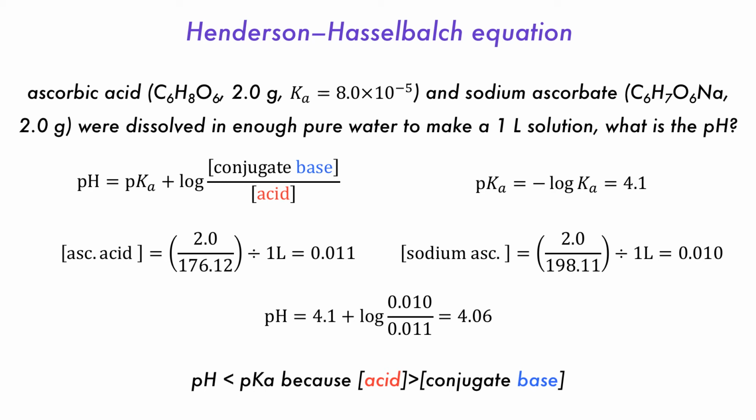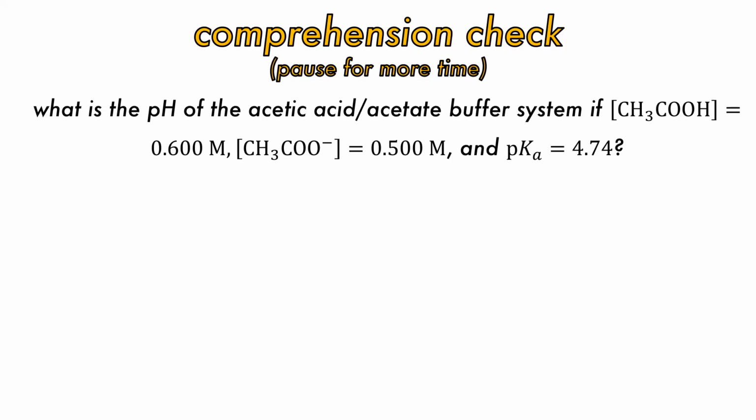The pH is lower than the pKa because the concentration of the acid is larger than the concentration of the conjugate base. Let's check comprehension.